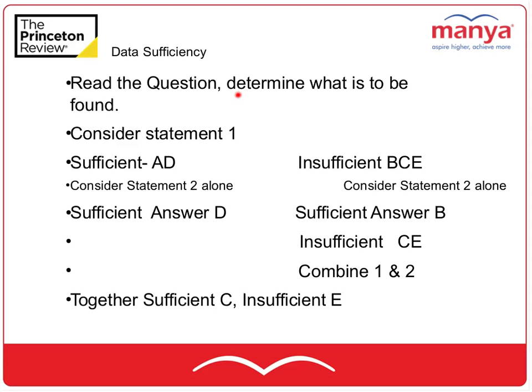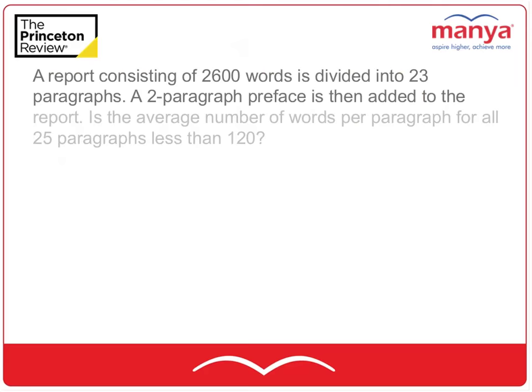So if both together are giving you sufficient information, then it is C, and if both together are also not sufficient, then you have to select your option as answer E. So this is what A, B, C, D, E in the answer choices of data sufficiency is about. It is always going to be the same. So you have to be aware of this, right? Now we'll move on to a data sufficiency question, which will be helpful for you to answer the questions.